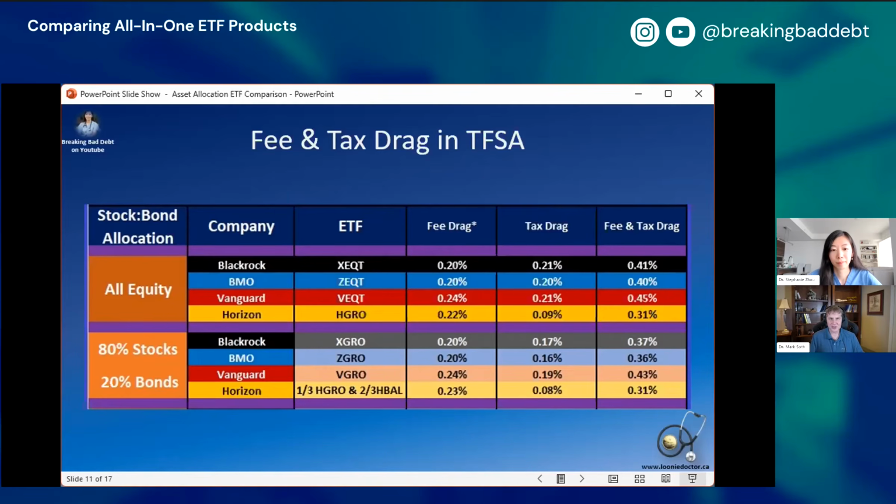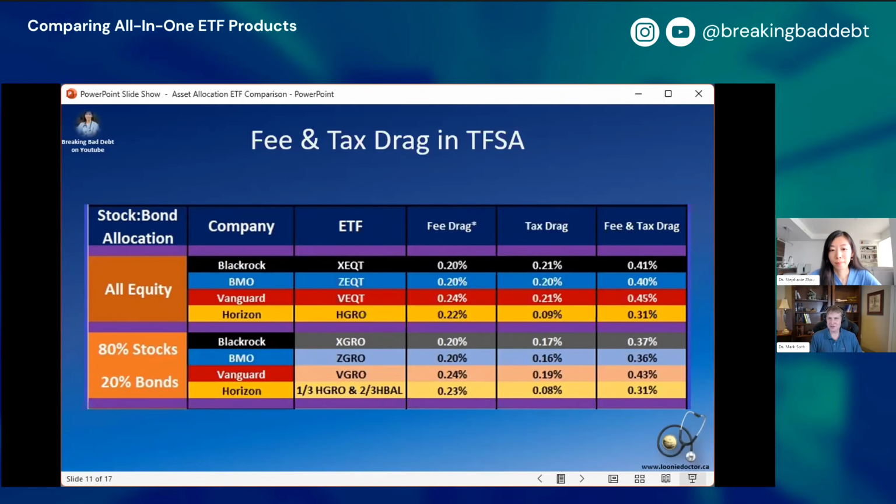So one of the issues comparing the fees, the BlackRocks and BMO are about 0.2% per year in fees. So that's what I call fee drag, because whatever your return is, it's going to decrease by that 0.2% per year because of the fees that are embedded inside the funds. Vanguard's a little more expensive at 0.24%. And the Horizon products, the management expense ratio, or MER, that they put on their site is lower.